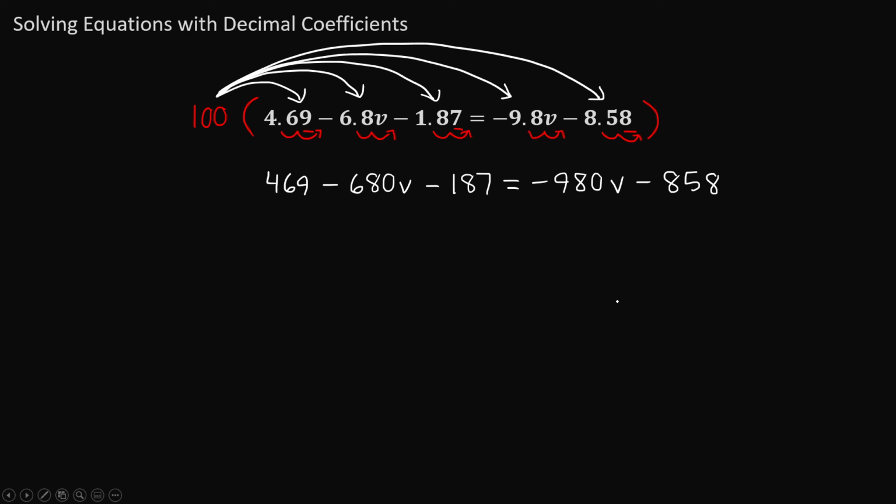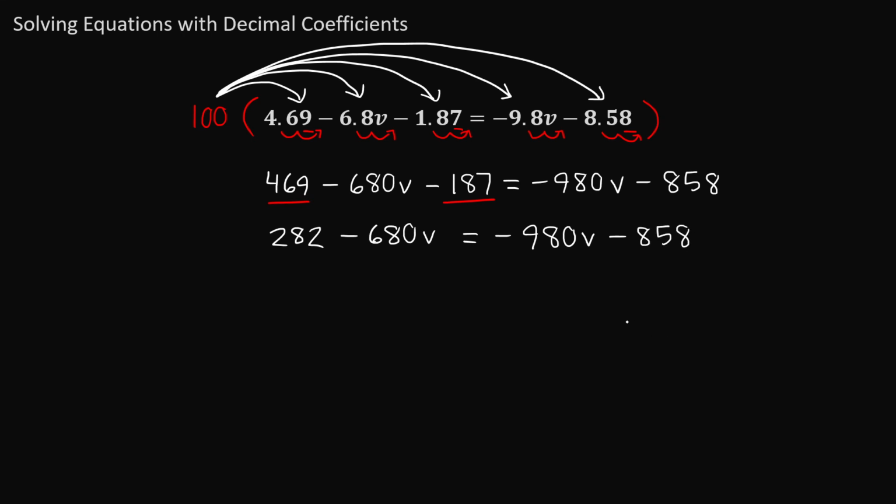Okay, from here, I feel much more confident about combining like terms. On the left side of the equation, I see that I have two constants that I can combine. I'm just going to subtract left to right. 469 minus 187, that's going to be 282. So 282 minus 680v is equal to negative 980v minus 858.